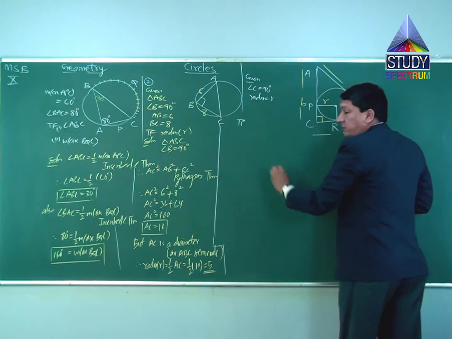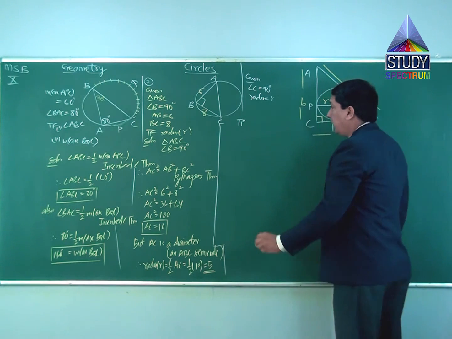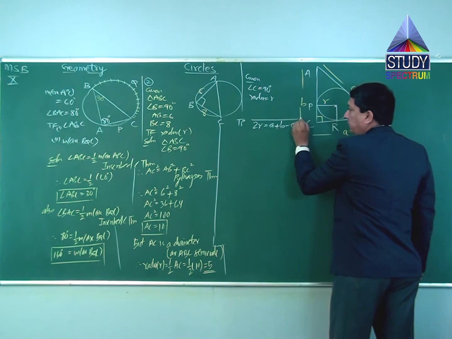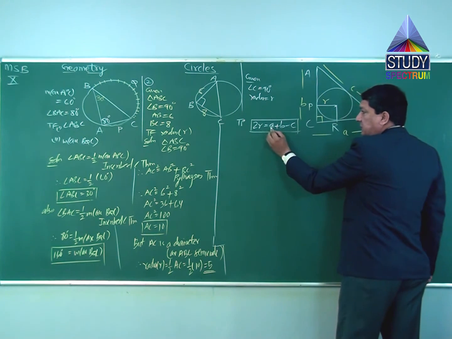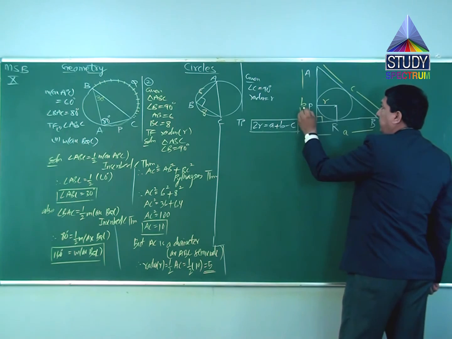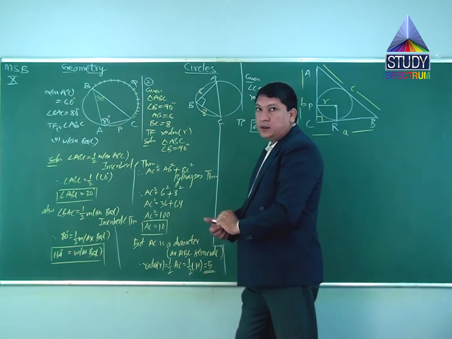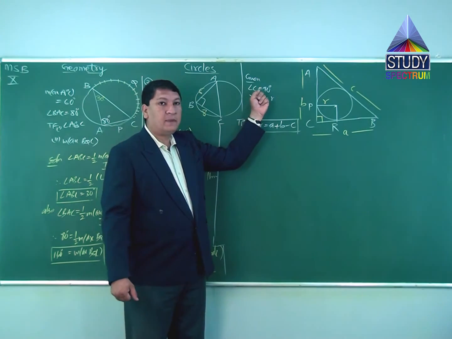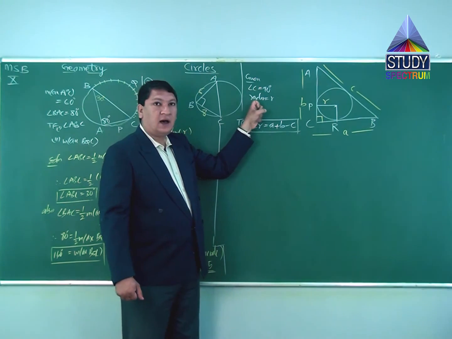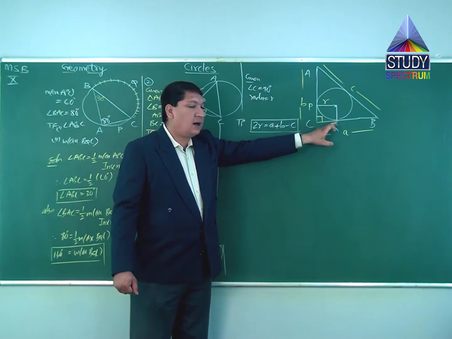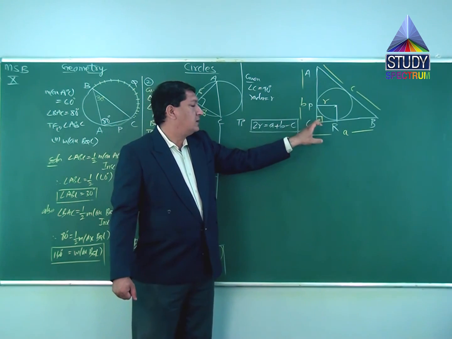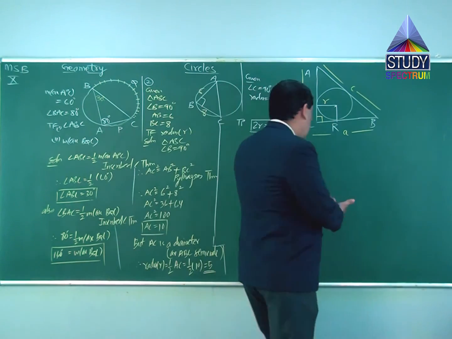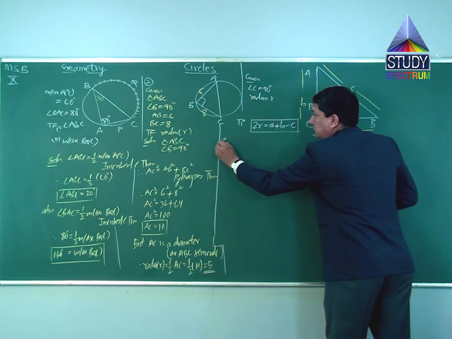We need to prove 2R is equal to A plus B minus C. This we need to prove. 2 times the radius is equal to A plus B minus C. Again, the things which are given to us: angle ACB is 90 degrees, that is angle C is 90 degrees, and the radius is R. In this triangle, this point is R, this point is P, this angle is 90 degrees. This answer we need to bring. Proof of this.